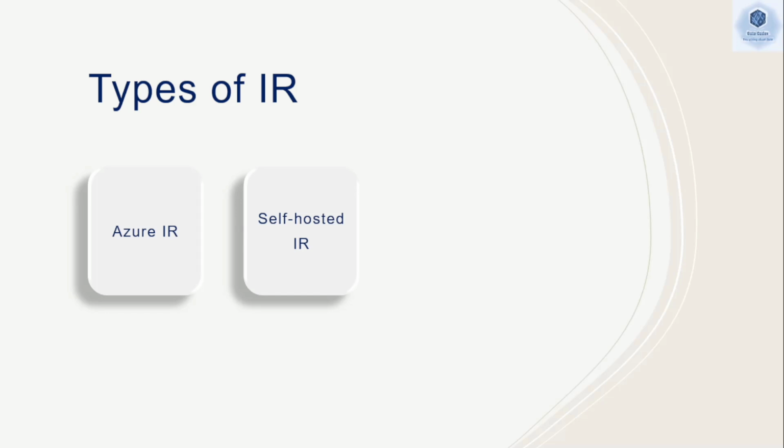So let us discuss how to create a self-hosted integration runtime in ADF and how to download it and configure it on your machines. Let us discuss those things further in our next video. So for now, the self-hosted integration runtime is mainly downloaded and configured on your machine to access the on-premise servers or on-premise endpoints in our Azure Data Factory.